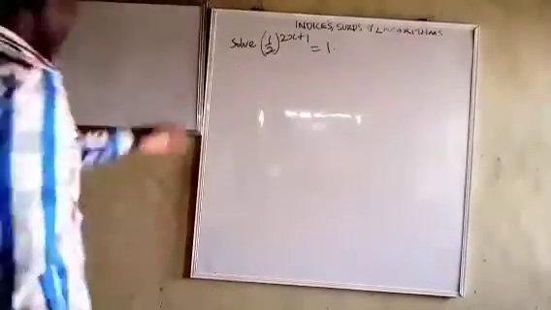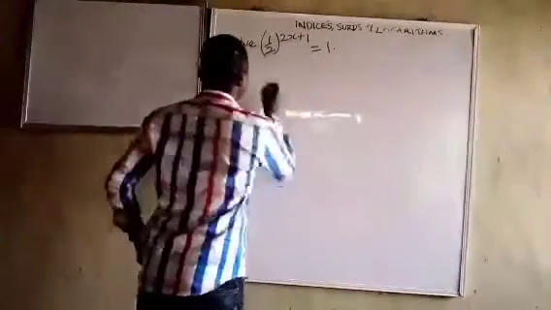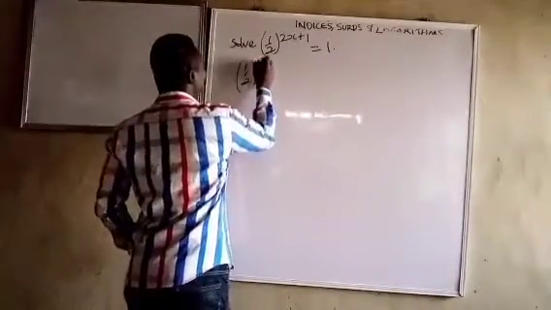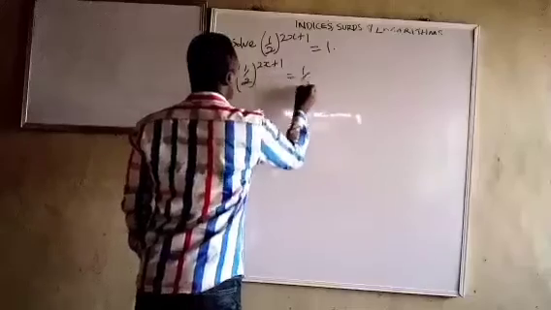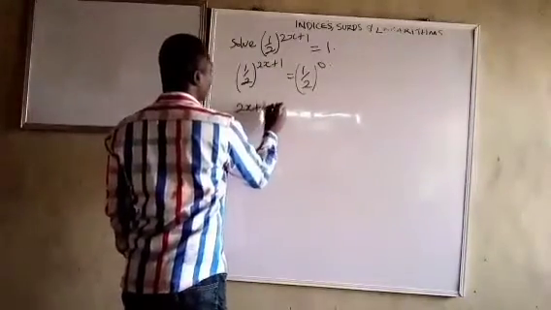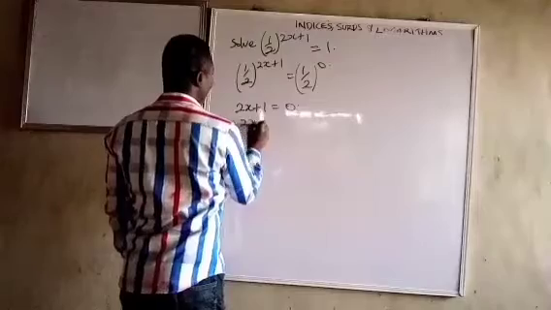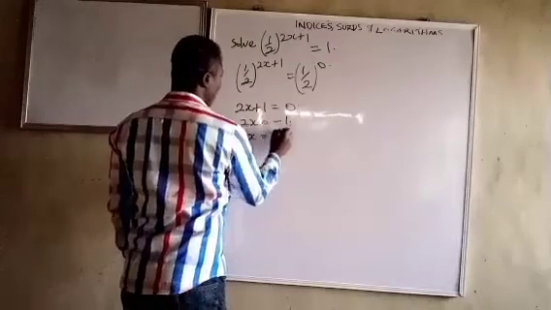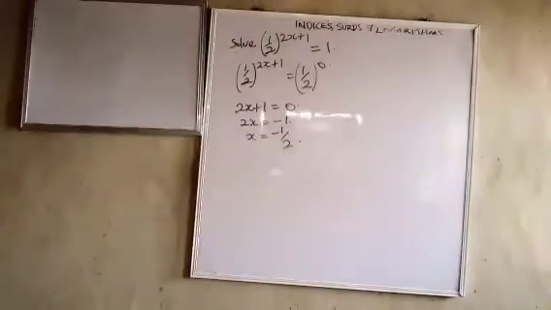Let's quickly solve this. Half raised to power 2x plus 1 equals half raised to power 0. So what does this imply? Equating the powers, 2x plus 1 equals 0. So 2x equals minus 1. x equals minus 1 over 2. That's the answer for that.